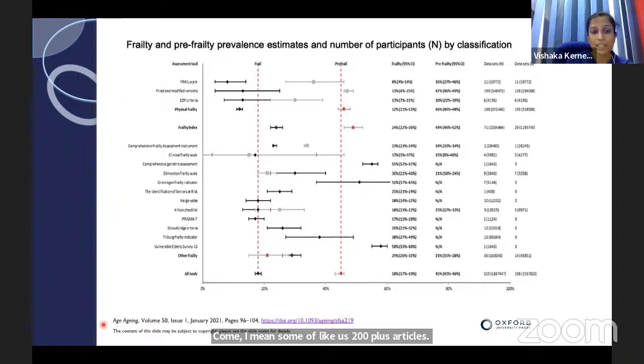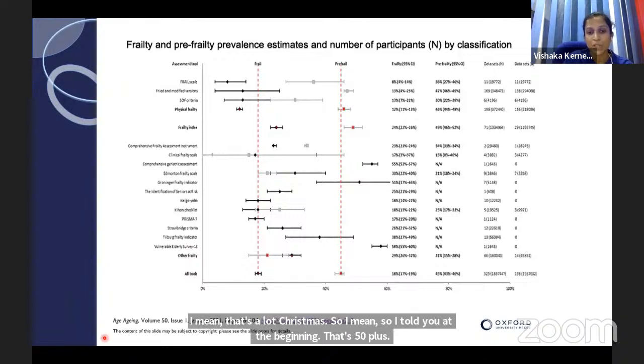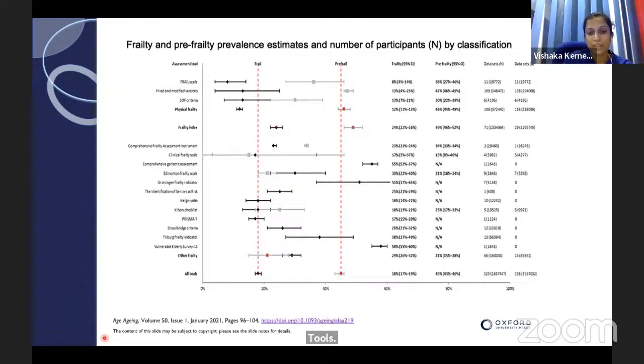Interestingly, they found that the studies they screened used multiple frailty indexes, including the FRAIL scale, Frailty Index, and Edmonton. There's a lot, PRISMA. So, I told you at the beginning, there are 50 plus tools. That's again a problem that you will encounter when you go to the literature.